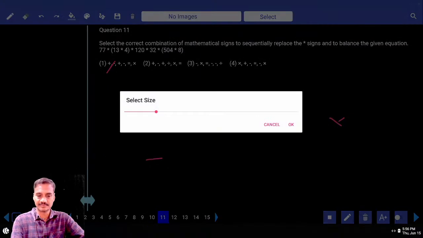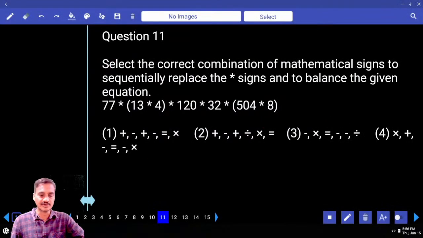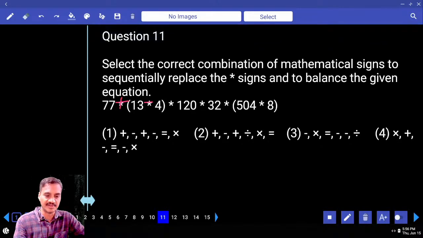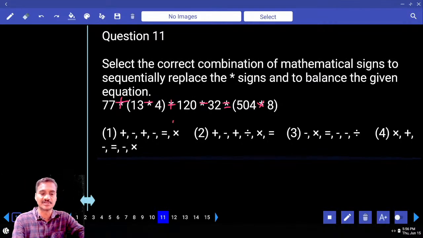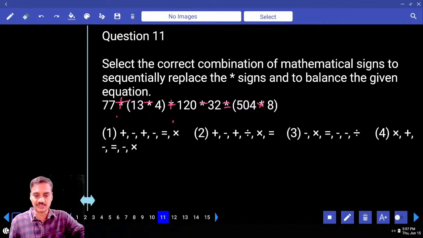Now in this 11th one, select the correct combination of mathematical signs. Mathematical signs plus, minus, plus, minus, plus, minus, equal to and into. Isn't it? Then what is your answer here? Are you getting the first one here? And here 504 into 8. 504 into 8 is around 4032. Now here in this one there is no multiplication factor. To get such a big number we need multiplication somewhere. Hence first one is ruled out.